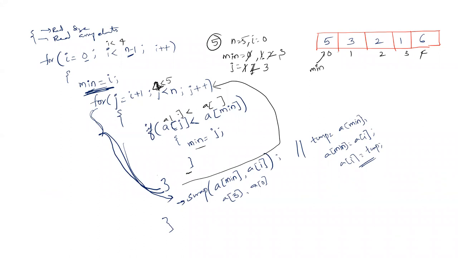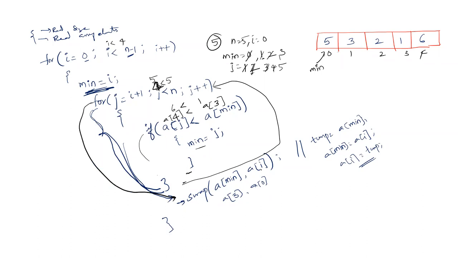Now j value is 4 and min value is replaced to 3. So what is a of 4? A of 4 is 6. 6 less than a of 3, which is 1. Is that true? No, it is not true. So I'm not going into this block, I'm going out of the block. Next, j plus plus, j becomes 5. 5 less than 5 is false. We come out of the block.